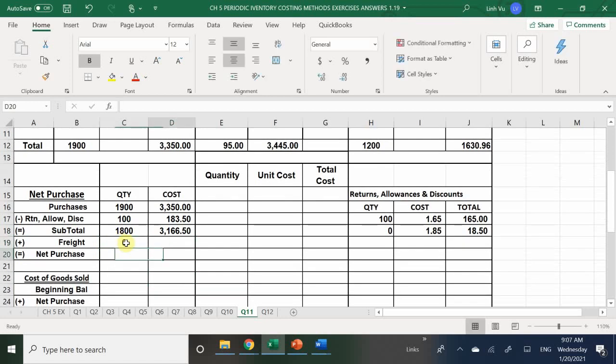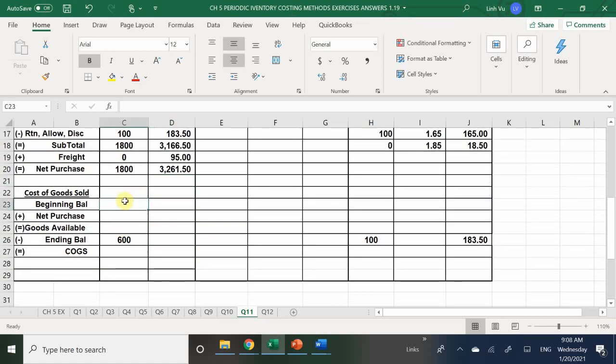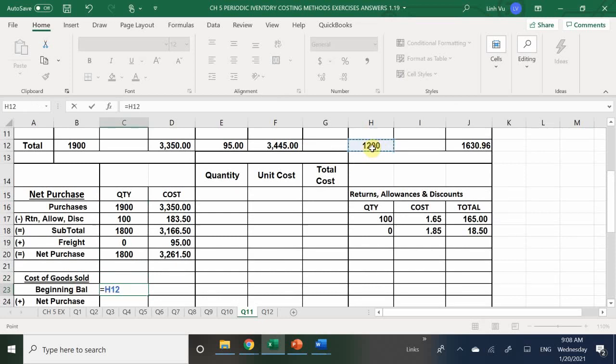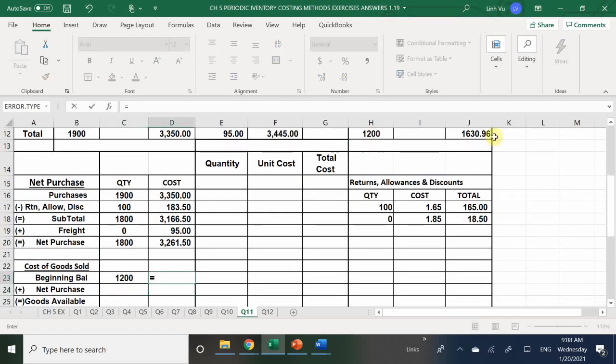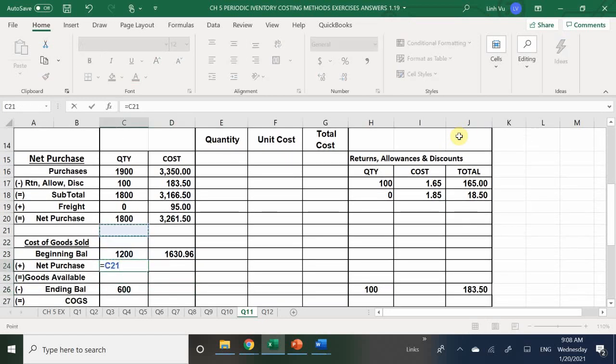We need to add in our freight. So our freight was that $95, giving us a grand total of net purchases to be 3261.50. Good. Okay. So now we're going to go down to the bottom section here. We have beginning inventory. We know that it is 1,200 items at a grand total of 1630.96. We're going to go ahead and pull down our net purchases from the previous section right there.